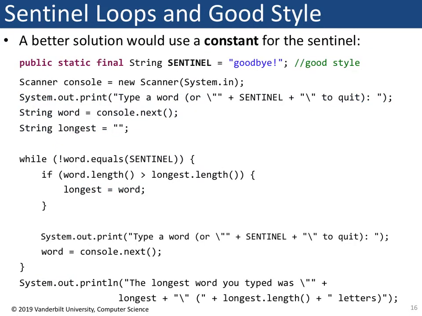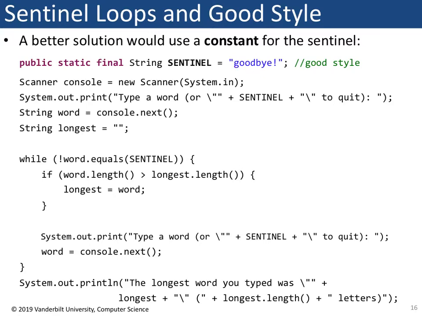A better version of this would have used a class constant for the sentinel. This way, if we decided to change the sentinel from "goodbye!" to, say, "done.", we wouldn't have to go through our program and look for every instance of "goodbye!", "goodbye!", "goodbye!", and so forth. Rather, we would just be able to change the constant sentinel to "done", and it would still function perfectly without having to search the code for random instances of this string literal.